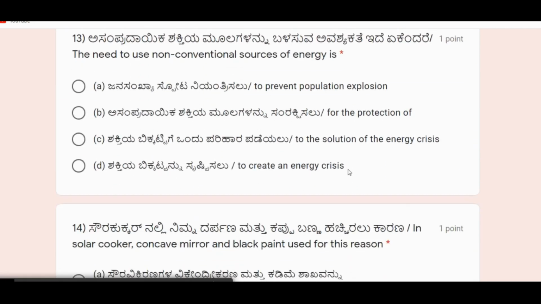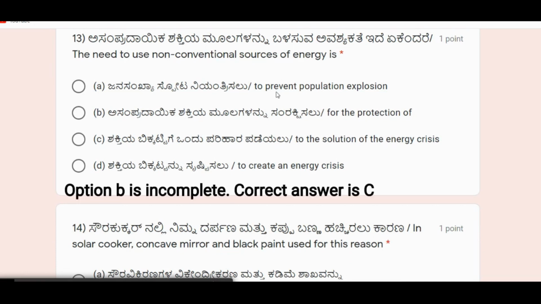Moving to 13th question. 13th question says the need to use non-conventional source of energy is. The four options are to prevent population explosion, for the protection of environment, for the solution of the energy crisis, to create an energy crisis. The correct option is C, for the solution of energy crisis.